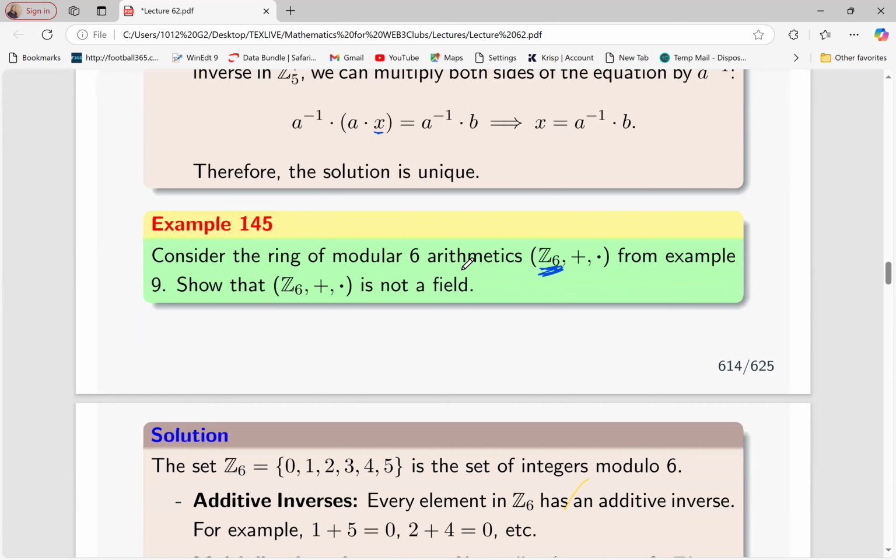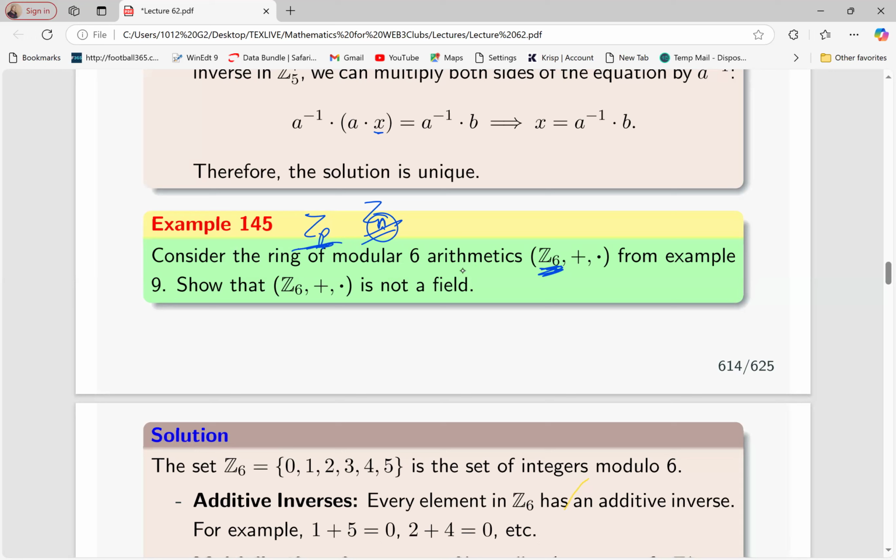Z6, of course, we said if it's Zp, it would be a field. What about if it's Zn? If it's Zp, it will always be a field. What about Zn, where n is any number, where n is not prime? If n is prime, then it will always be a field. But if n is not prime, then at times it could be a field, but not always. Like the case I have here is not a field.